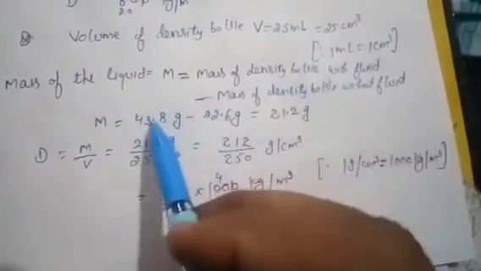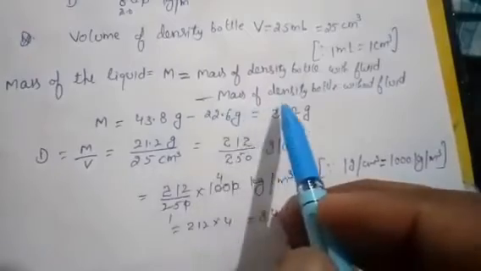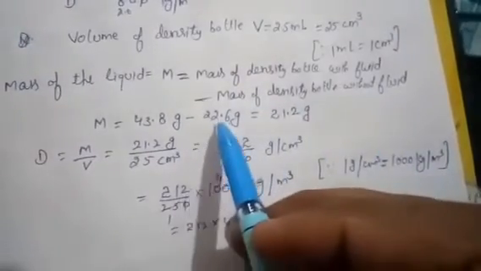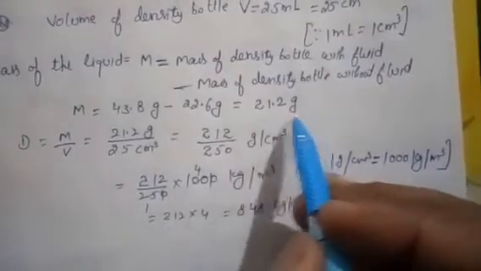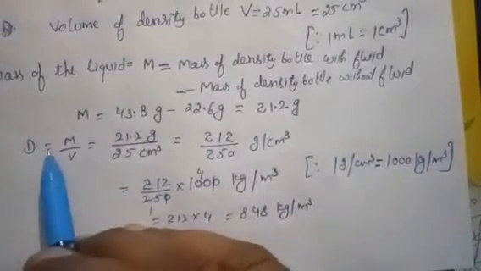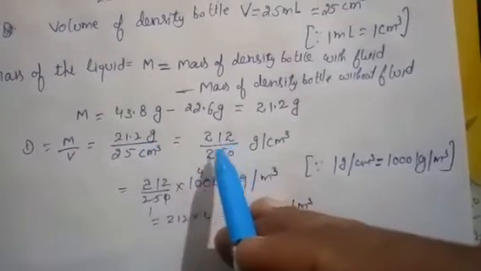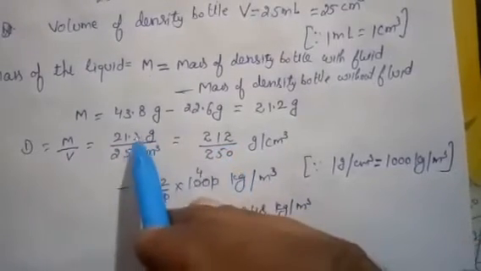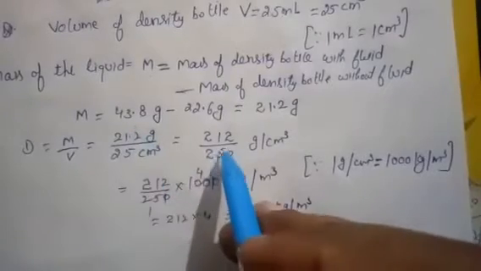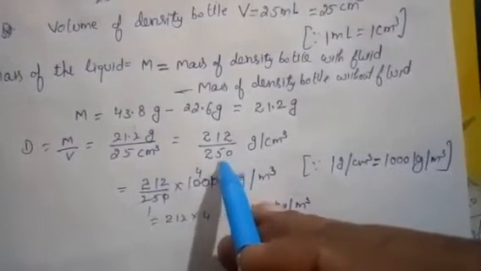Mass of density bottle with fluid is given 43.8 gram, mass of density bottle without fluid 22.6 grams. So subtract it, then you will find out 21.2 gram. As we know that the formula of density is equal to mass per unit volume. So we will put these values here. 212 divided by 250. We will remove this decimal and that will be 212 over 250.